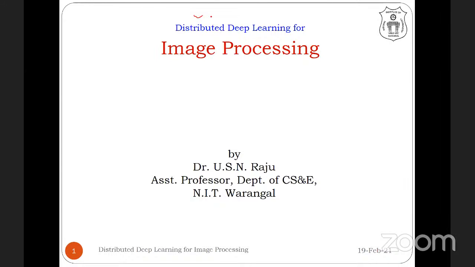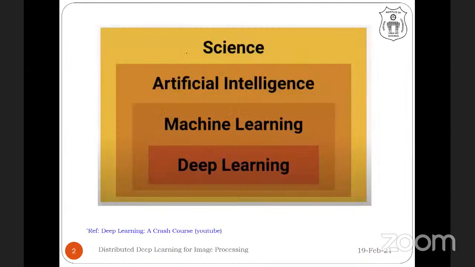Right. So I'm going to talk about distributed deep learning for image processing. As the workshop, this FDP, is mainly on machine learning and deep learning for different emerging areas, I'm going to talk about how distributed deep learning can be used for image processing. I have taken this from a deep learning crash course on YouTube. So what is the location of deep learning when you compare it with science?